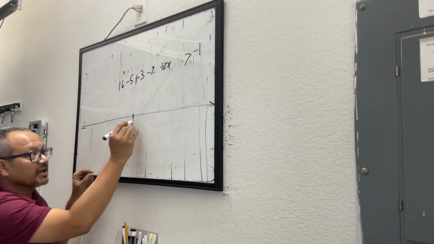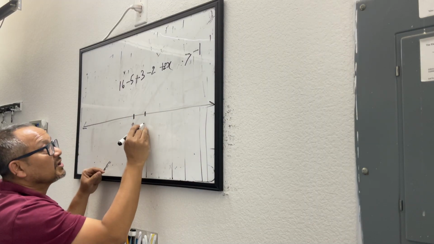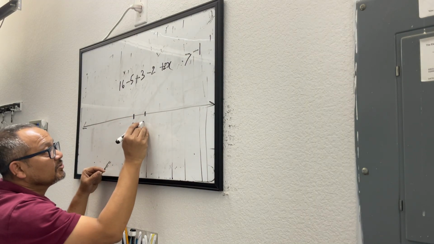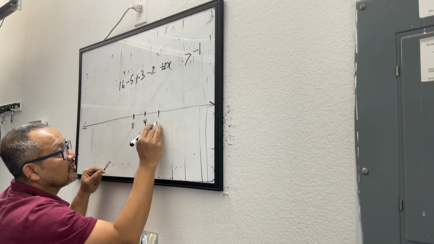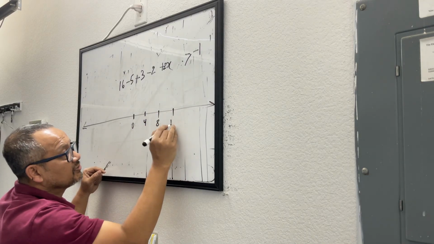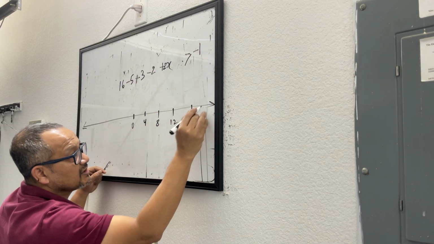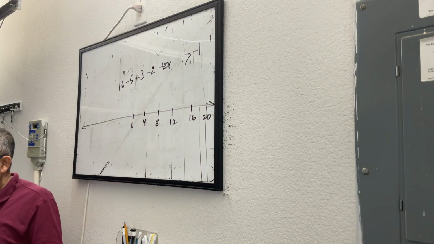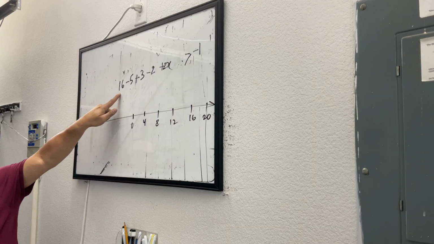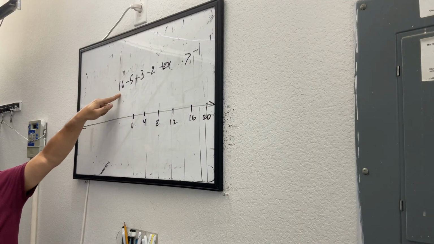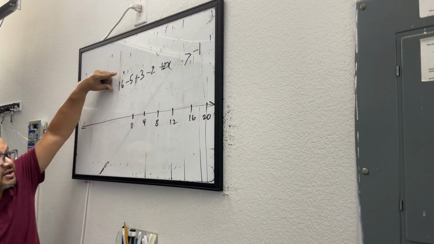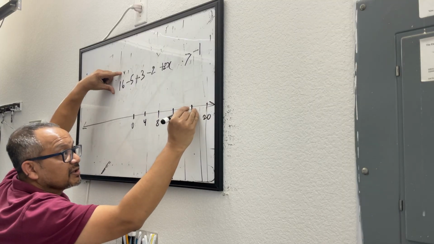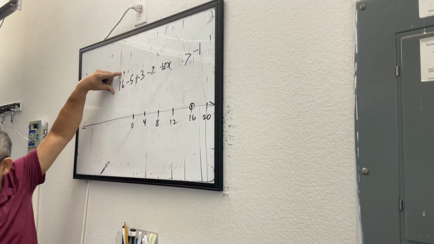So this is a number line. What I will do is, since we are talking about 16, I will use 4, 8, 12, 16, 20. Okay. Now what we are going to do is just go through this flow, starting with 16. So I am starting from this point. This is my starting point.